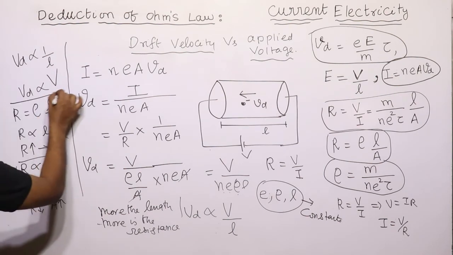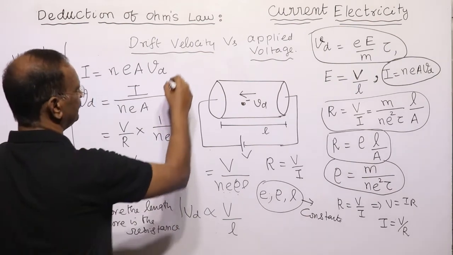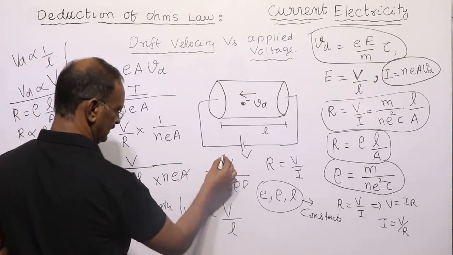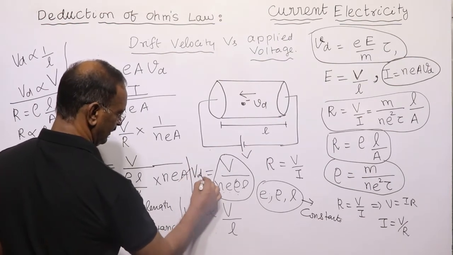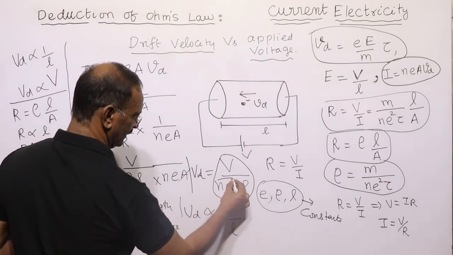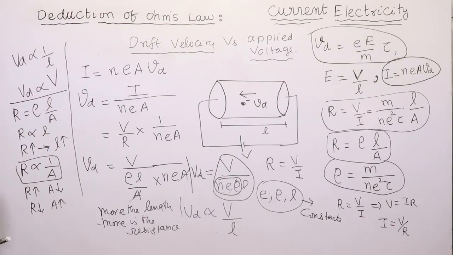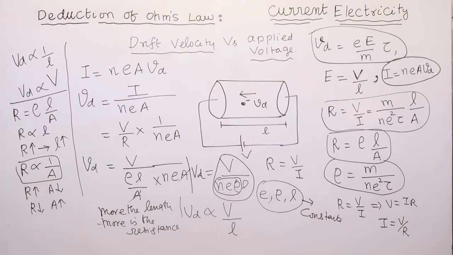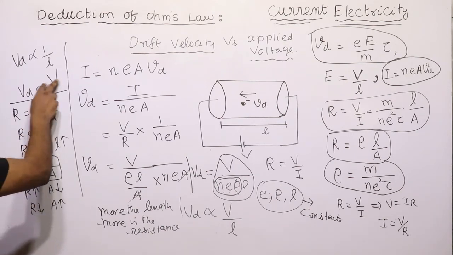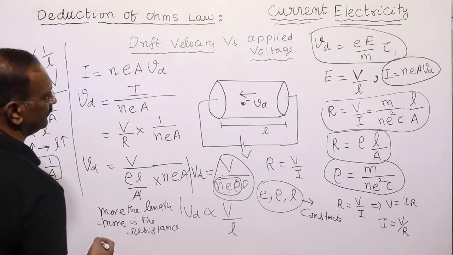Same in this case, you see drift velocity. This is the expression for drift velocity, where all these are constant, n, A, and so on, as we have seen. Drift velocity is directly proportional to the applied potential, and inversely proportional to the length of the conductor. More the length of the conductor, less is the drift velocity of the free electrons. More is the applied potential, more is the drift velocity of the free electrons of the conductor.